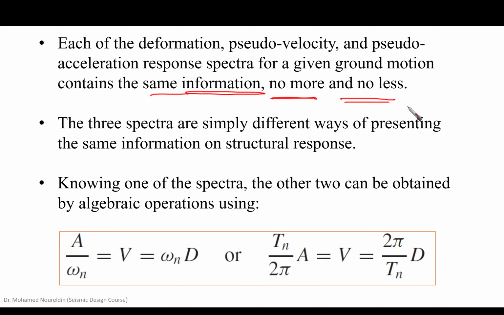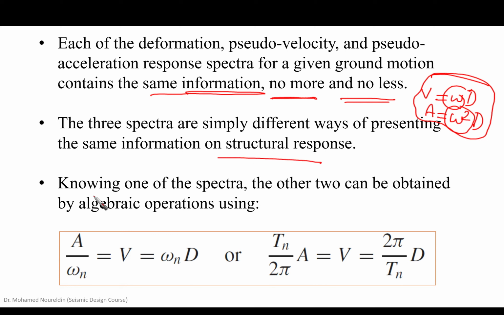Because if you look, we said that V was equal to omega times D. So it is a constant multiplied by D. And A, the acceleration, equals omega squared D. So actually they are the same. Only there is a constant being used, which is the natural circular frequency of the system, to give three different components. The three spectra are simply different ways of presenting the same information in structure response.